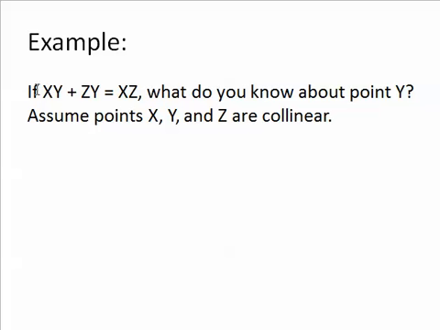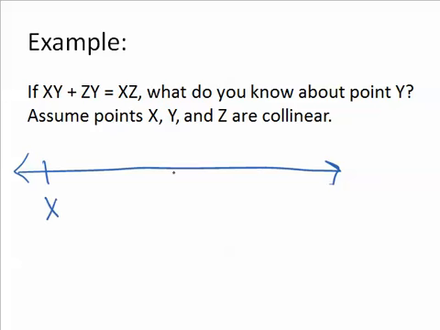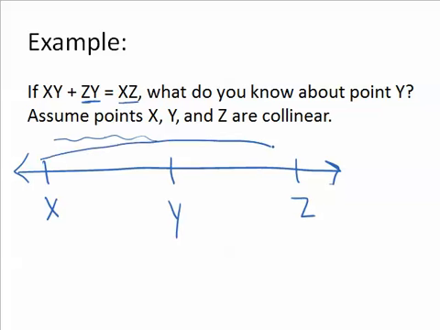Then here's one. It says if XY, so we're not really going to work with numbers here. It says if XY plus ZY equals XZ, what do you know about point Y? Assume points X, Y, and Z are collinear. So we're just answering this question. We have X to Y, so let's mark that on there. And then we also have points Z to Y. Well, Z can't be anywhere in here. Let's put Z here. And then you know that if I add those two together, I get this full XZ.